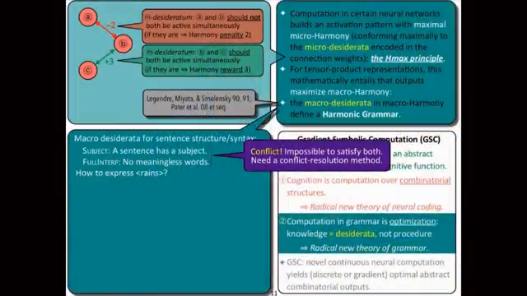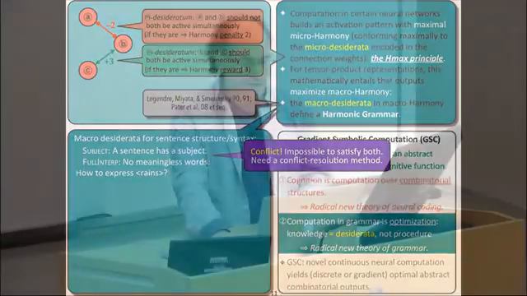Okay, so present tense, raining is happening. That's what we're trying to express. Now, there's a conflict between these two constraints in this case. It's impossible to satisfy both of them because there isn't any actual subject for this predicate "rains". It has no arguments at all. So to put a subject into the expression for this would be necessarily to put a meaningless word in. So those two come into conflict.